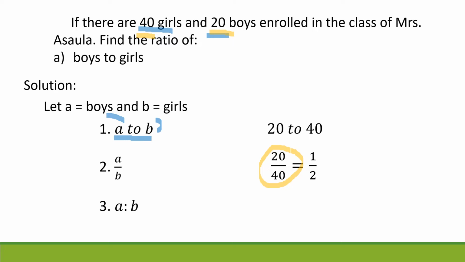Next, A is to B. So, ang A natin ay ang numerator, which is the boys. Ang B naman natin ay yung denominator, kung saan sila ang girls. Then, we can write it as 1 is to 2. Therefore, ang ratio ng boys to girls ay 1 is to 2.